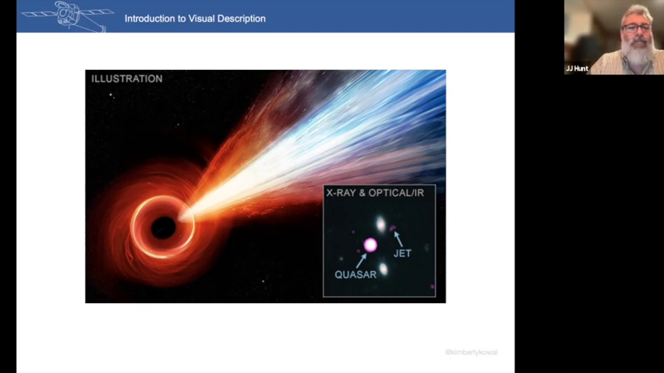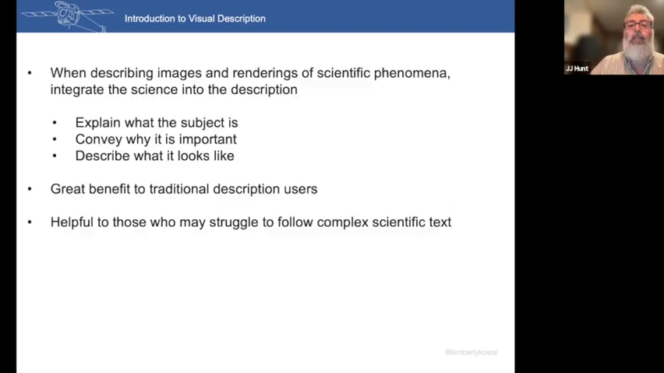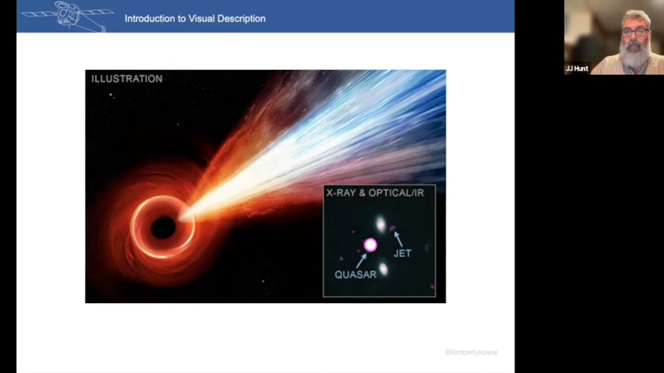So what we found to be far more effective, as Chris said, is integrating the scientific explanation with the description, what the subject is and why it matters while we're describing what it looks like. So before we fully break down the technique, I'm going to read you another example of a science integrated description that we wrote. Here is the description we wrote for V404 Cygni.